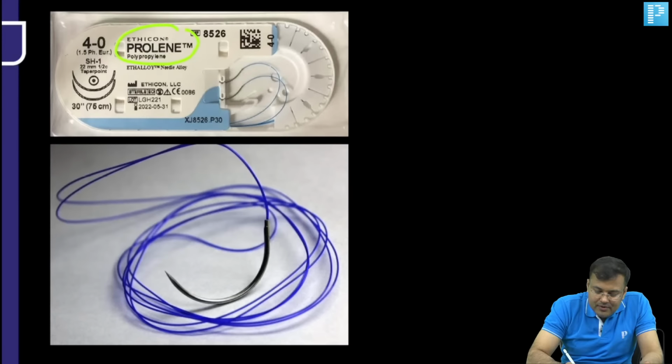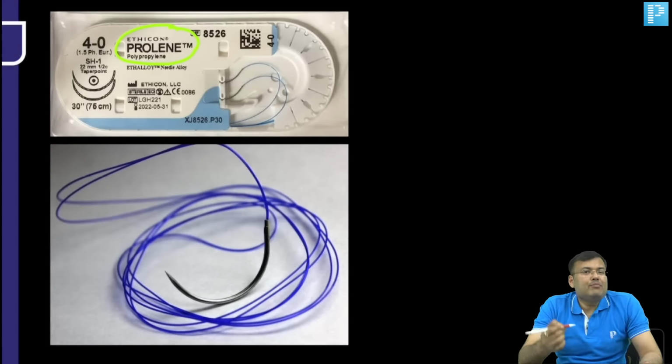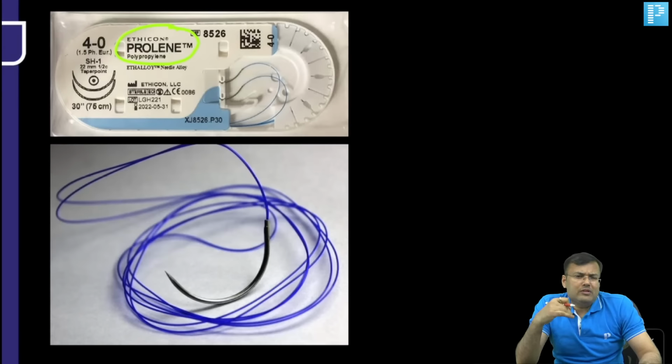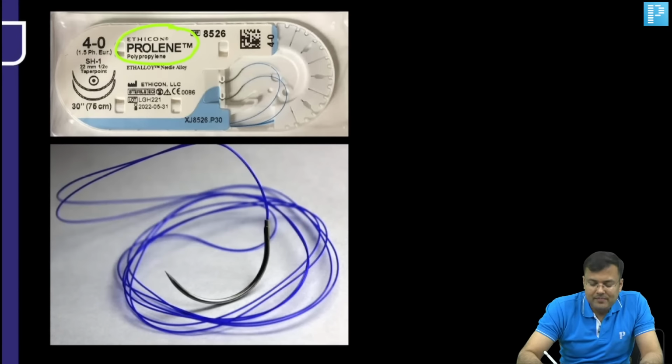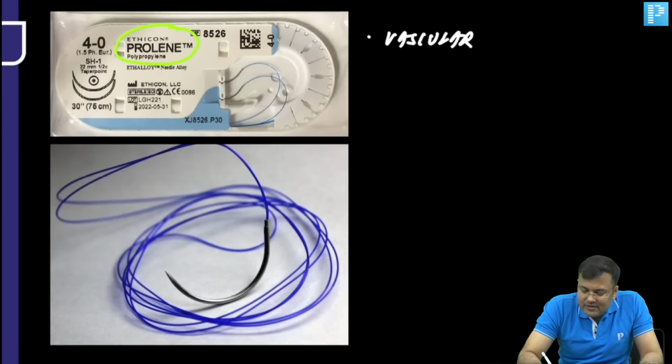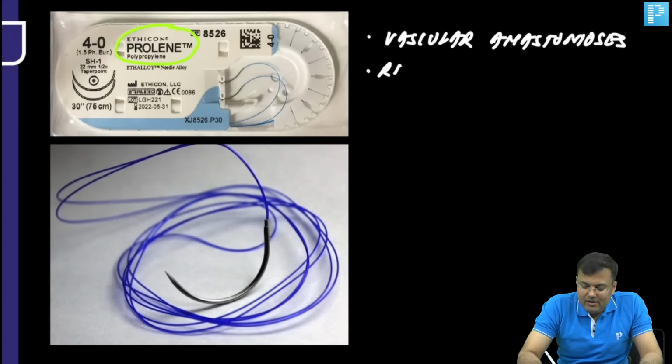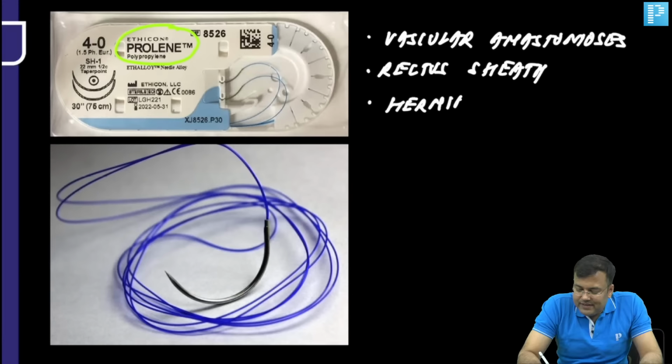What is the name? Proline. Proline is polypropylene. It is non-absorbable suture. आप लोग जरा uses बताइए कहाँ कहाँ use करते हैं proline? Proline special uses vascular anastomosis. So guys, what are the uses? Used in vascular anastomosis. दूसरा, it is used for closure of rectus sheath. We are using it for closure of rectus sheath, and in hernia surgery for mesh fixation.